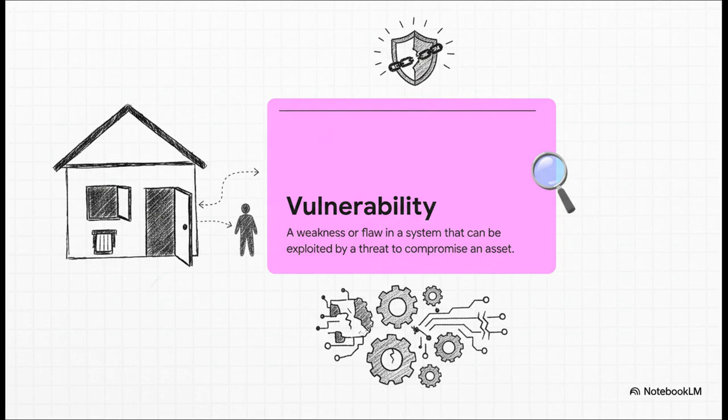So what do we actually call these weak spots? Well, in the biz, they're known as vulnerabilities. And really, it's just a weakness or a flaw in a system. The absolute best way to picture it is to think of your computer like a house. A vulnerability is that unlocked door, or maybe an open window you forgot about. Either way, it's a point of exposure.